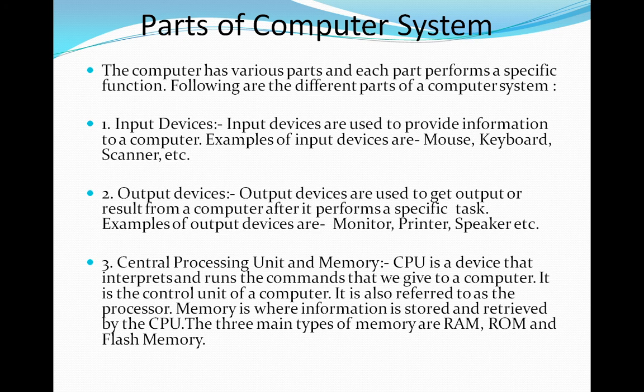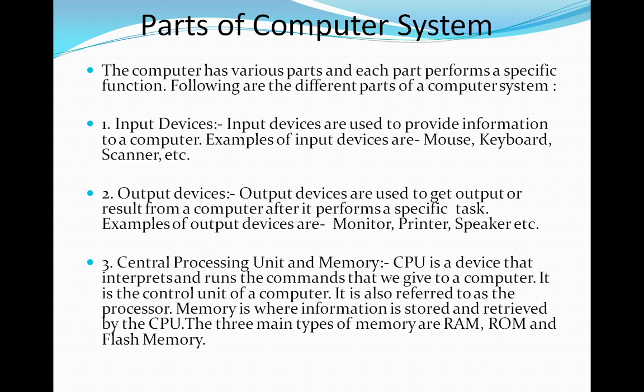The next one is the central processing unit. The whole processing of a computer system is divided into three steps. First one is input, second one is process, third one is output. The middle one, the process, depends on the central processing unit, CPU, and the memory which the CPU contains. CPU is a device that interprets and runs the commands that we give to a computer. It is the control unit of a computer. It is also referred to as processor. Processor means the device which is responsible for carrying out processing of instructions provided to the computer system.